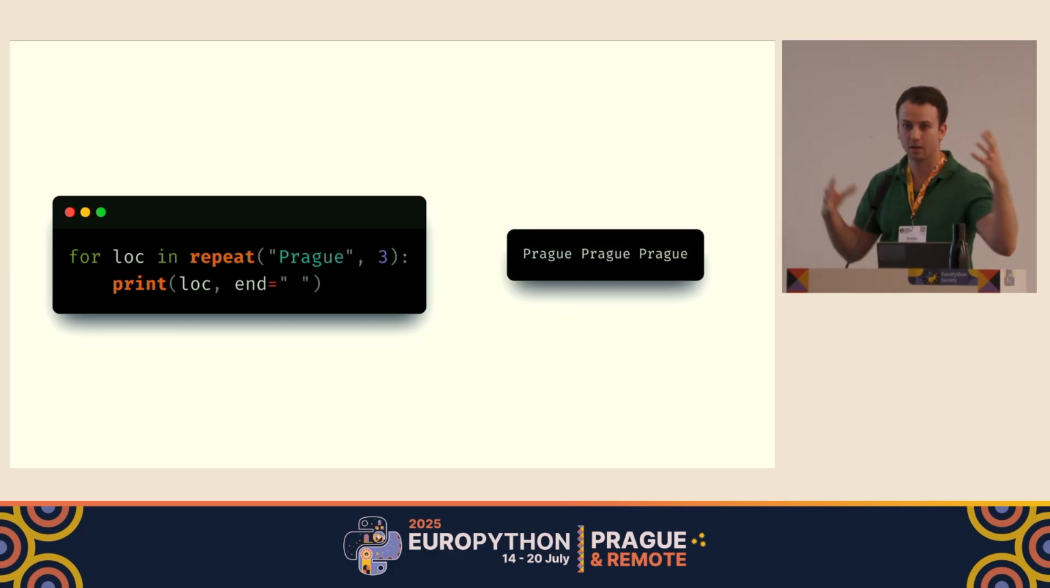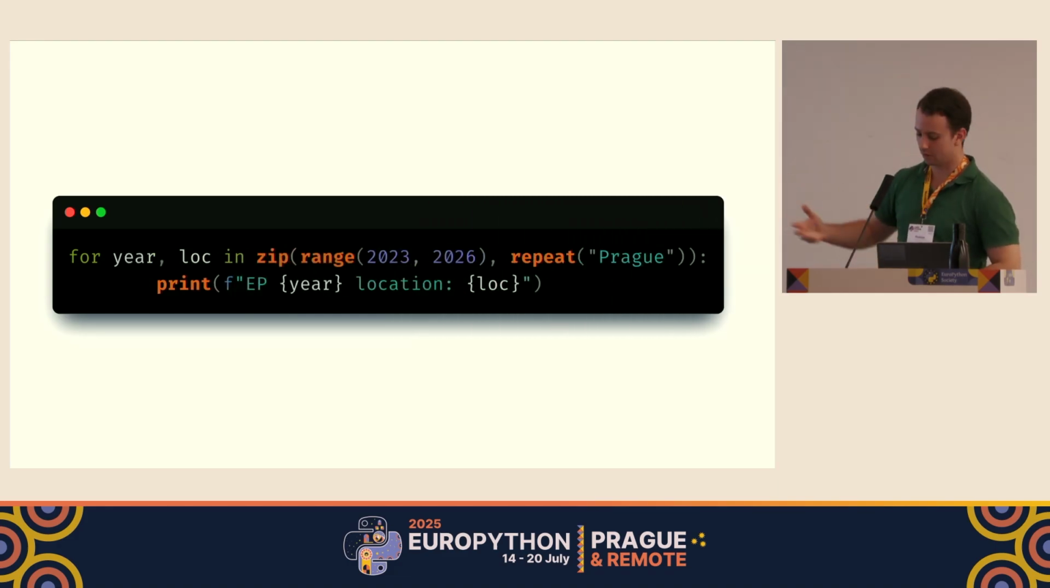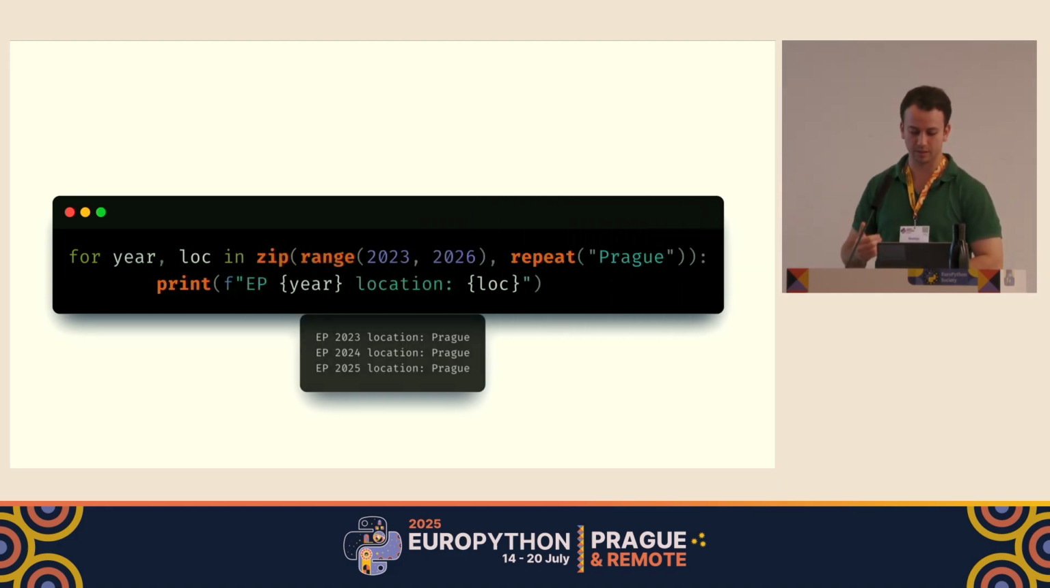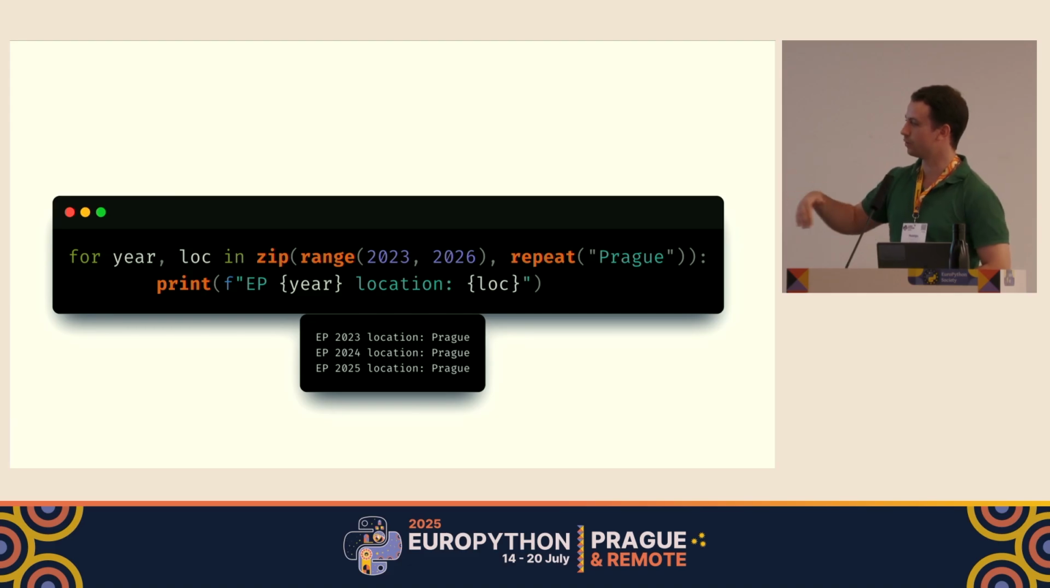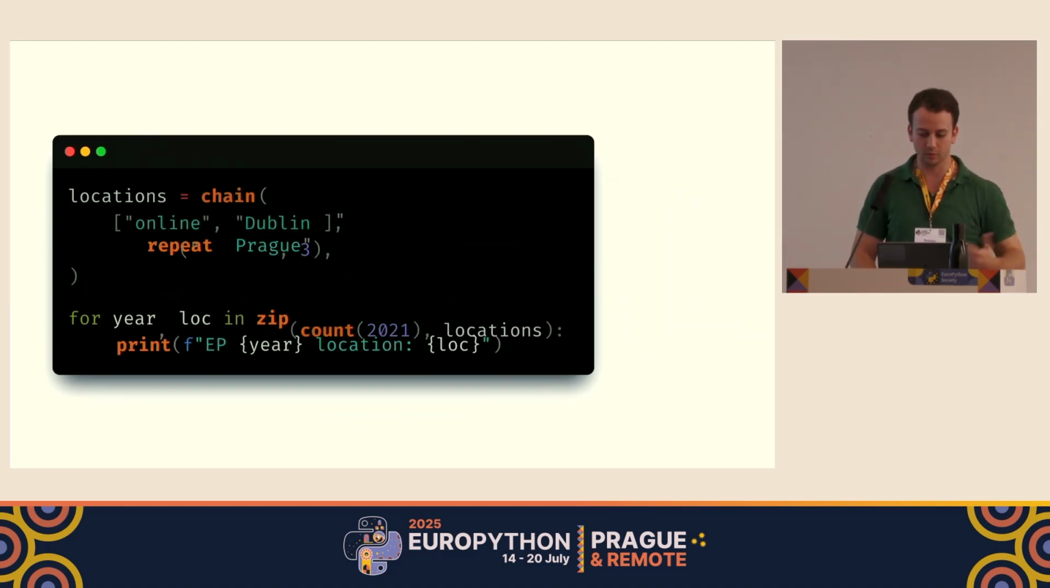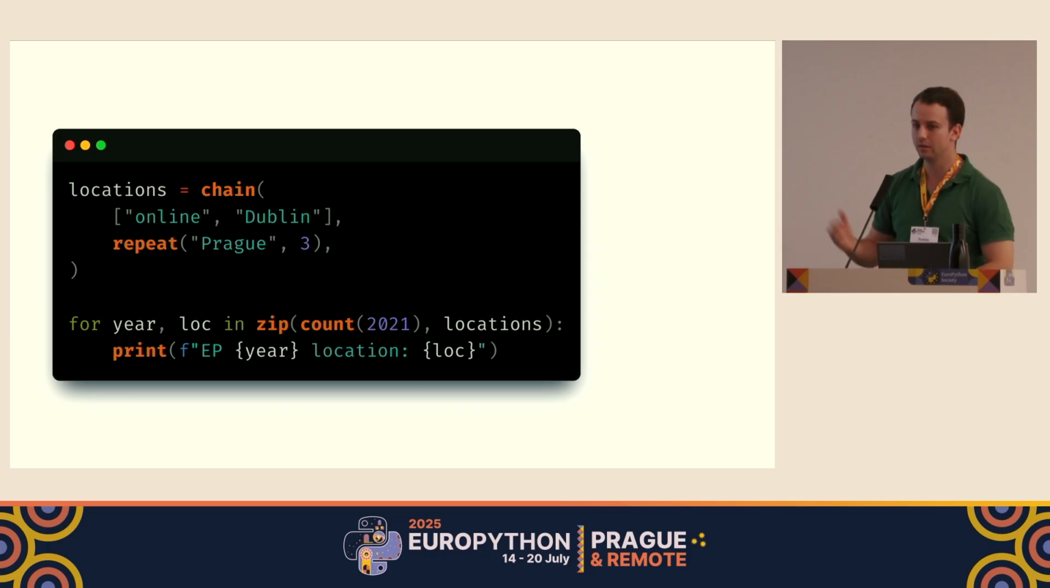But then again, you can combine these things together. What if you zip the years 2023, 2024, and 2025 with the repeat of proc? Now you can create a sentence or a piece of output that says that EuroPython 2023 was in Prague, and so were 24 and 25, all right? And now you're combining them. And now what if you actually want to go further back and you want to think of 2021 and 2022? 2021 happened online and 2022 happened in Dublin, so you put those in a list. But then you have the repeat, you can't really sum them, so you chain the two together.